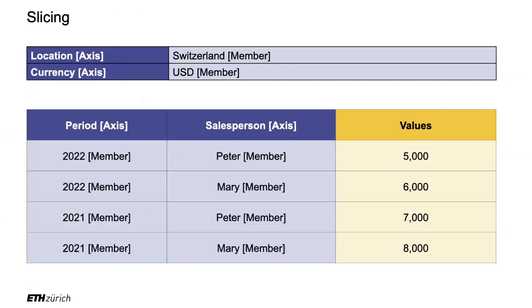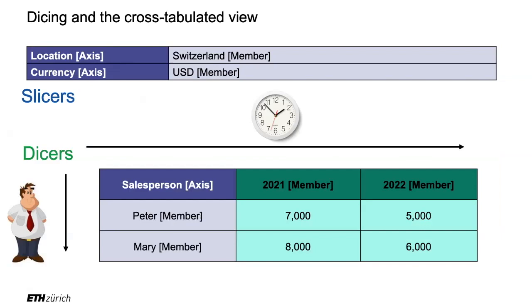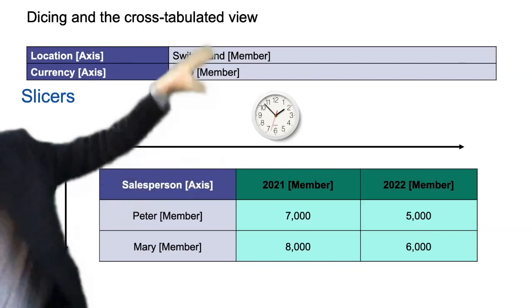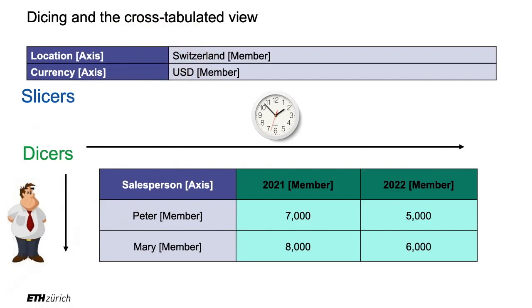Well, I got rid of the other by slicing on USD and by slicing on Switzerland. So now I'm left with a slice that is two-dimensional and I can display it in that way. This is also called the cross-tabulation or a cross-tabulated view, when you have a dimension here, a dimension there, and the rest are slicers. It's also called pivot table in spreadsheet software.